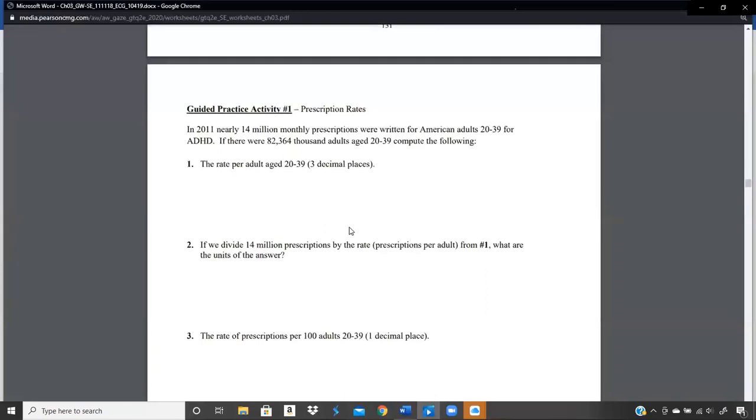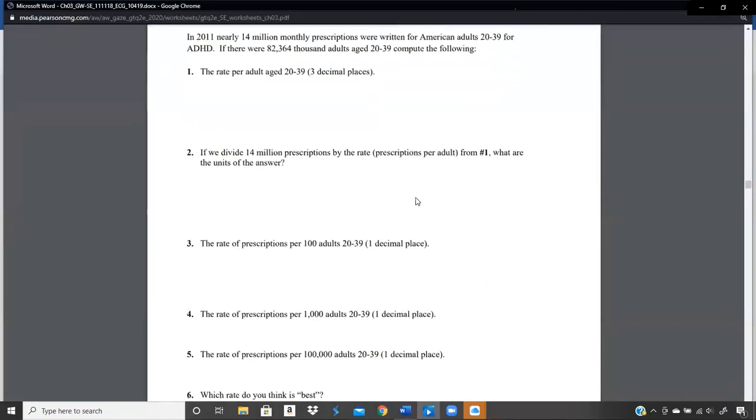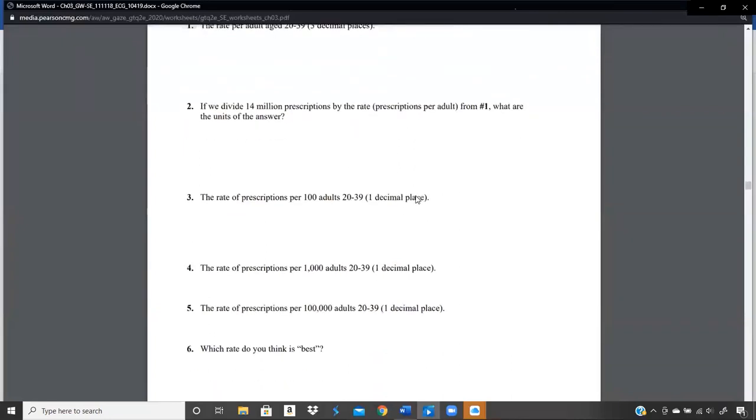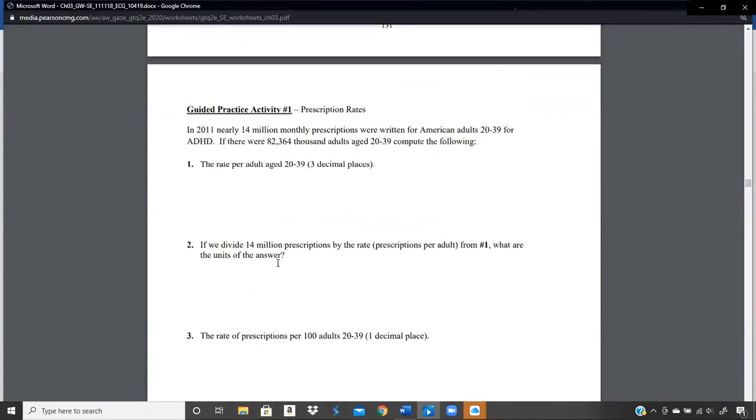The rate of the prescriptions per 100 adults in that age range, the rate of prescriptions per 1,000 adults in that age range, the rate of prescriptions per 100,000 adults in that age range. And then they ask us, what rate do you think is best? Now, this last question is subjective. So it's saying between answers 3, 4, and 5, which one do you like more? So we'll get to that later. In fact, we probably won't. Let's see how far we can get. I might just have to go a little quick. And I'm just going to use my ugly annotation in the interest of time.